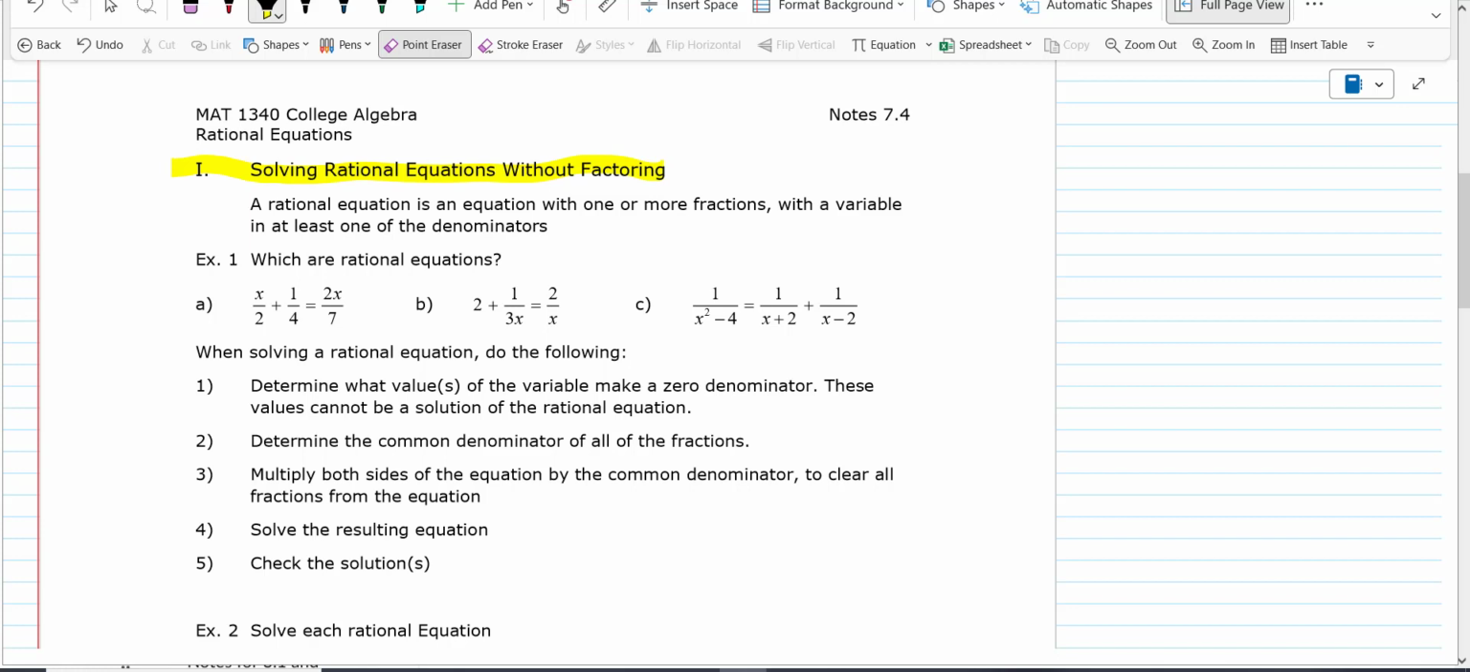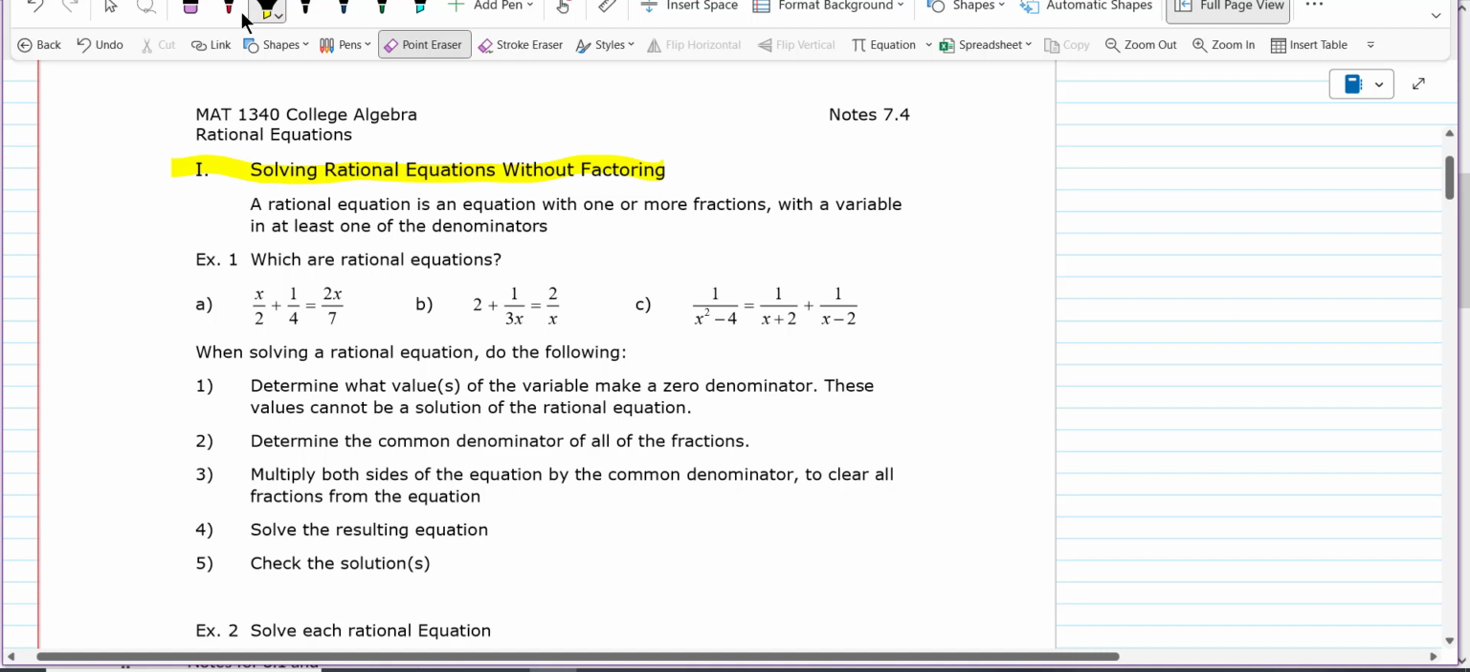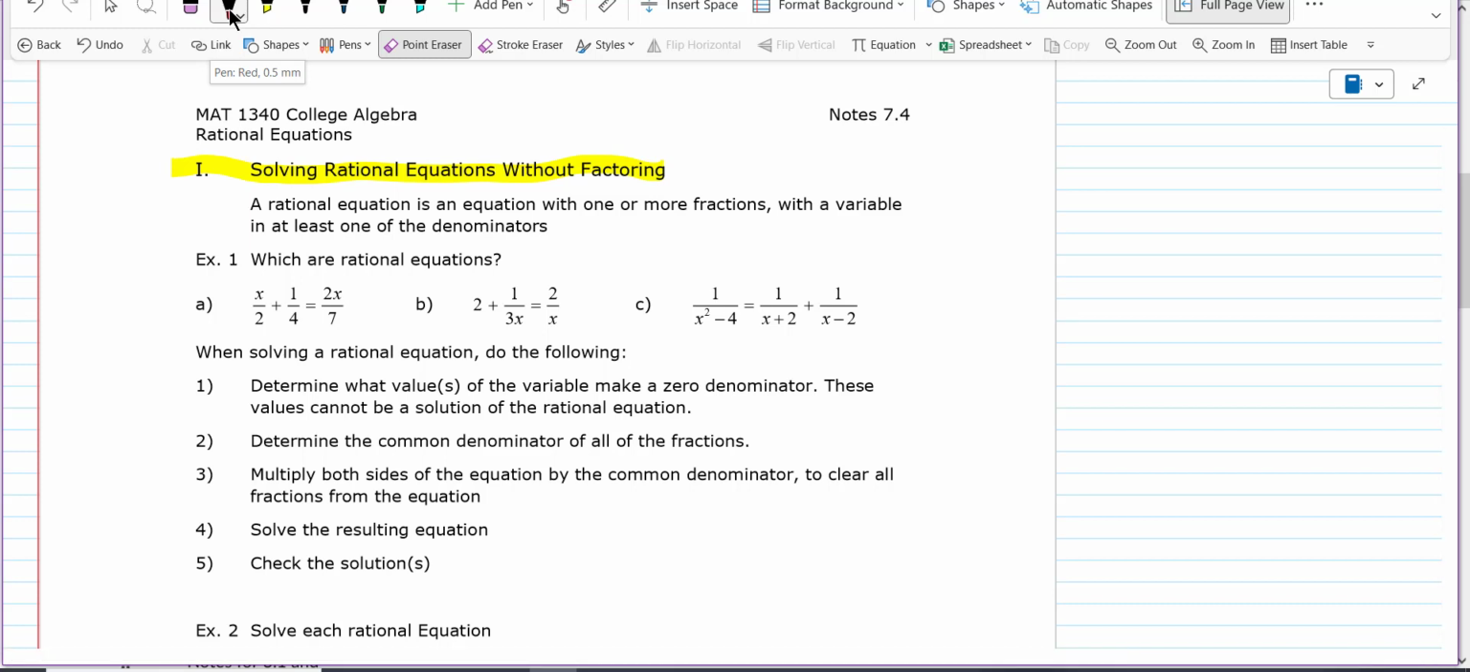Okay, in section 7.4, we're going to look at how we solve what we call a rational equation. So what is a rational equation? A rational equation is an equation that has one or more fractions, and you're going to have a variable in at least one of the denominators.